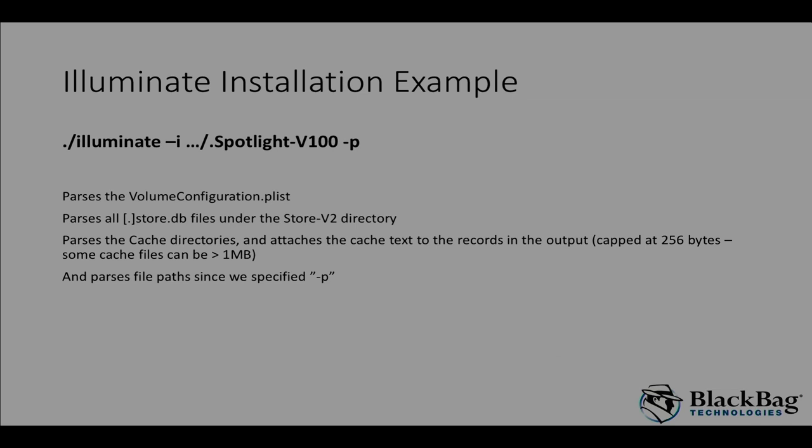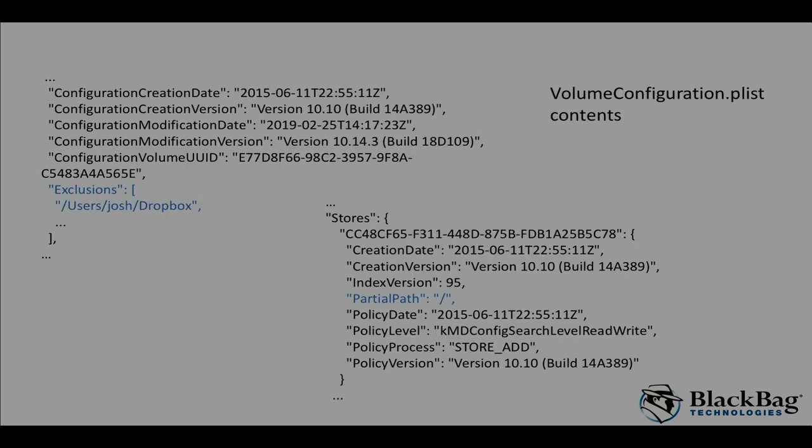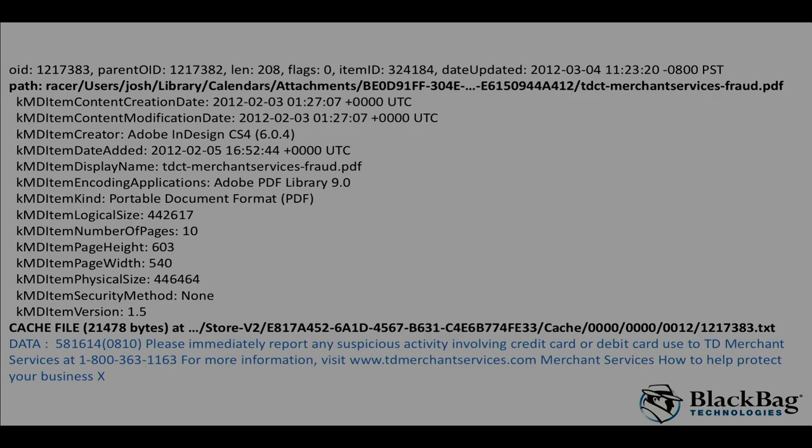You can give it the entire installation folder, and it will parse out the volume configuration plist, and so there's fun things there like excluded directories and the path where the store is for. It will also parse the cache files, so you can see this particular file, the path up top in bold, and then the path to the cache file itself in bold, and then a data snippet that was in that cache file. We limit it to like 256 bytes because some of them are like a meg and you don't want to just dump all the stuff all over the place.